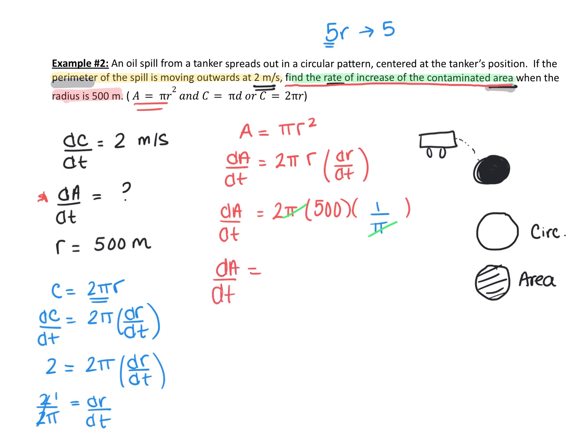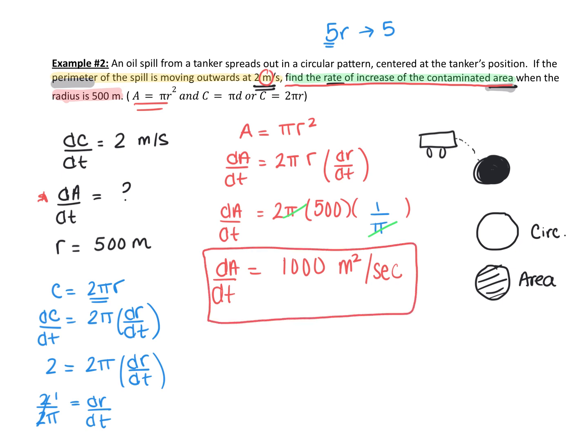is 2 times 500, which is 1,000. But now we're talking about area, so we need the right units. Since it's meters, we would write meters squared per second. Volume was cubed, area is squared. Okay, that's my second example.